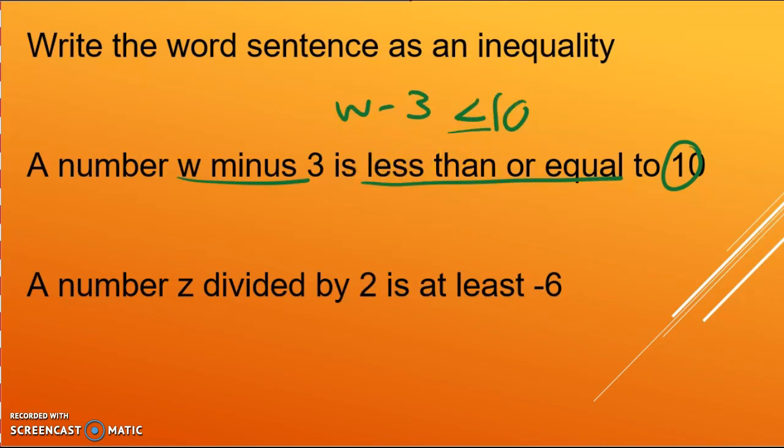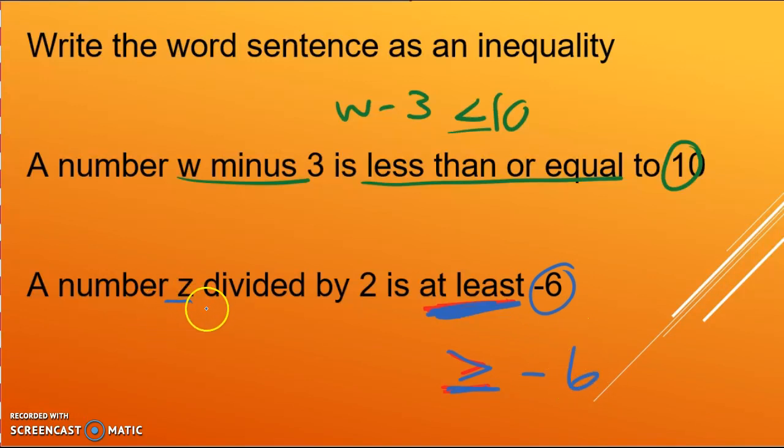For this bottom one here, we have a number z divided by 2 is at least 6. So I'm going to underline this at least. We know that at least is a greater than or equal to sign. Let me use a different color. It's hard to see. Because if you think about it, if I need at least $20, that means I need exactly $20 or more than $20. So that's going to be an exactly or greater than sign. Then I have this 6. That's going to go to the right.